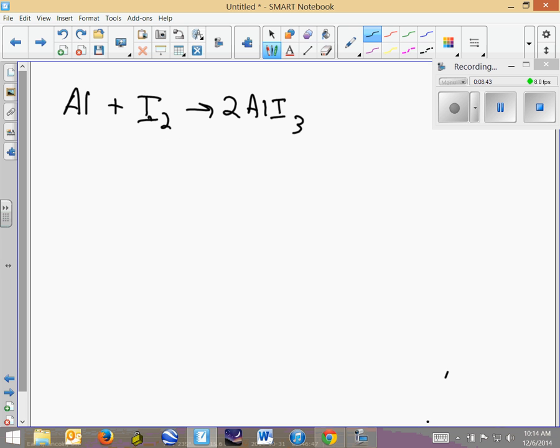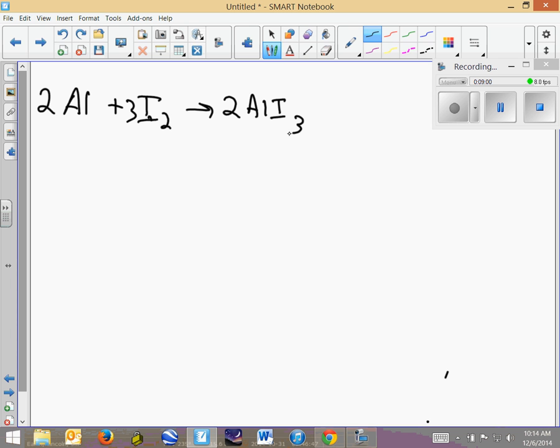That's why I went with the I2. And it's going to produce this compound called aluminum iodide. This is not balanced. I need a 2 here and a 3 here in order to make this balanced. Okay? We're going to use the same idea, the stoichiometry, to calculate how much we can produce or maybe how much we need.